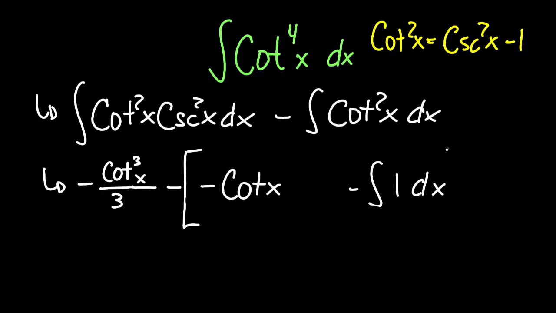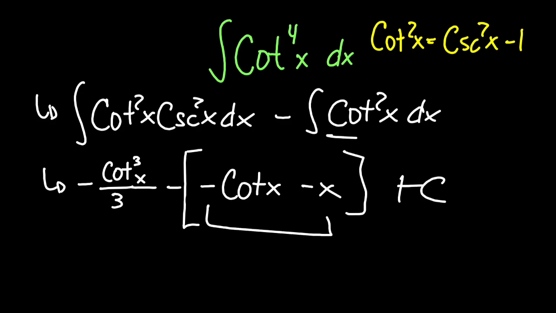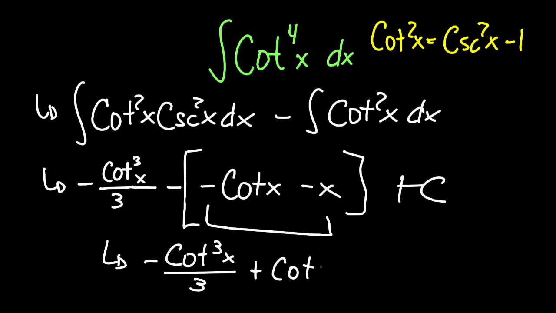And now for the last one, the integral of 1 dx is simply equal to x, plus c. This is the integral of this one. And now distributing the negative sign, you would have the final answer of negative cotangent cubed of x over 3 plus cotangent of x plus c.